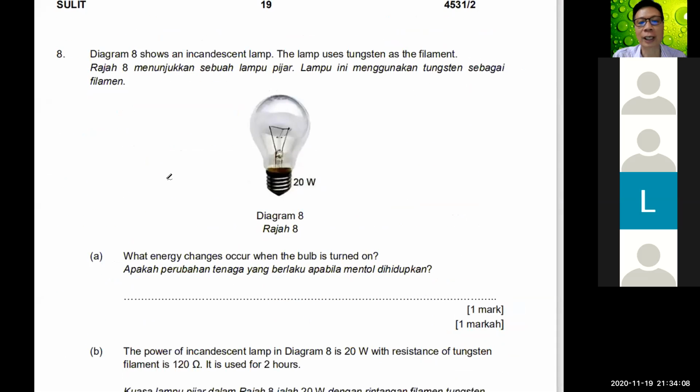This one, electric one. The diagram shows an incandescent lamp. This is a lamp lah. The lamp uses tungsten as a filament. This one is tungsten. Tungsten is good in releasing the light. Okay, it will release the light.